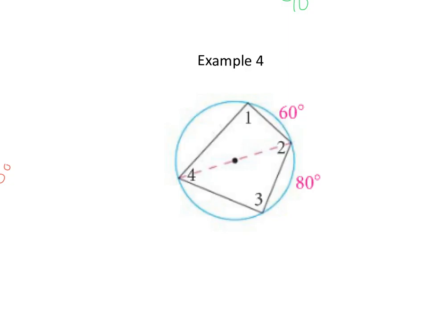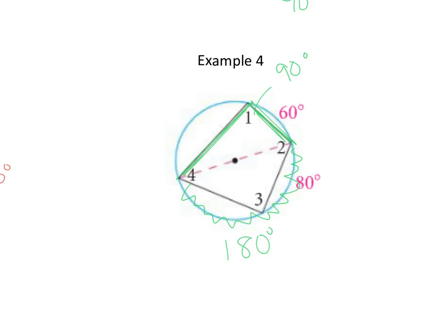Okay, example 4. This right here is a diameter. So if I look at angle 1, it is this angle, and it's made up by this arc right here. That would make this whole green squiggly part 180 degrees. Therefore, angle 1 has to be 90 degrees.